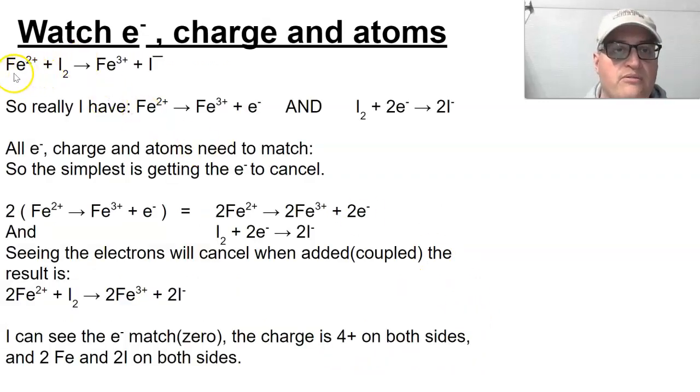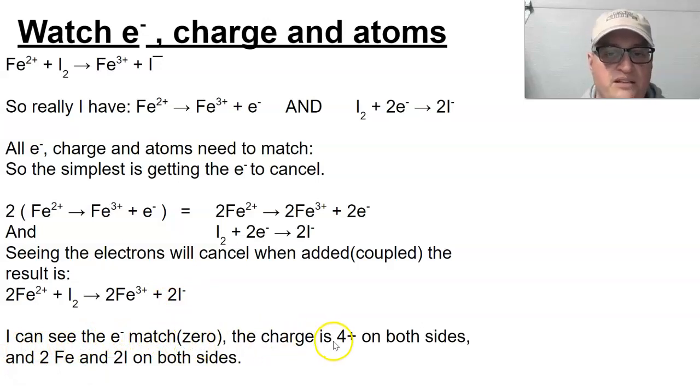Another good example, if we have this equation here, what do we really have? Well, I've got my half reaction here and my half reaction here. All the electrons, charge, and atoms need to match, so the simplest is getting the electrons to cancel. I see I'm going to have to multiply this times 2 because I have 2 electrons over here. And I've got my original. Seeing the electrons cancel when they're quote-unquote coupled, the result will be my given equation here. I can see that the electrons match because I have none left.